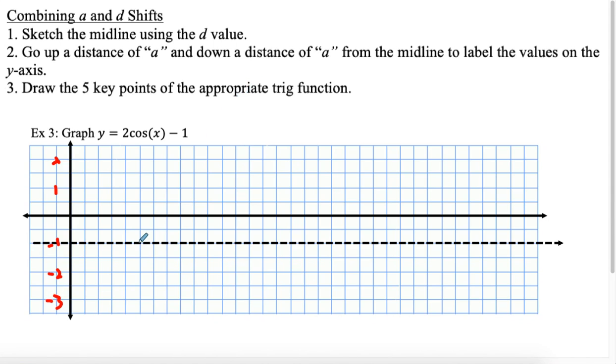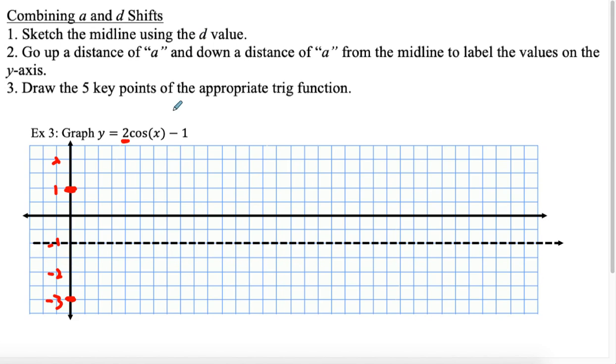Then from the midline, right, we want to go a distance of A. In this case, my A value or my amplitude is 2. So that means from the midline, I'm going to be going up 1, 2, and I'm going to be going down 1, 2. So it's a good idea to mark that on your y-axis, right? So I know that my minimum value is -3, my maximum value is +1. And again, that's because I went a distance of 2 up from the midline and a distance of 2 down from the midline. Okay, so now we're graphing cosine here.